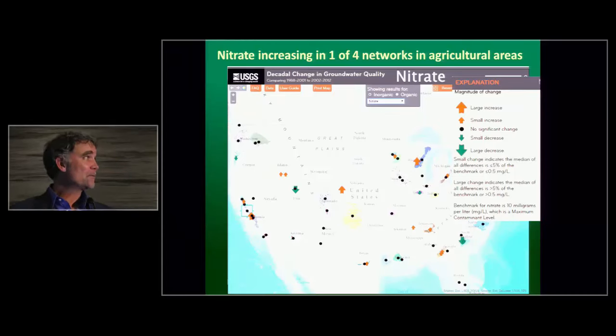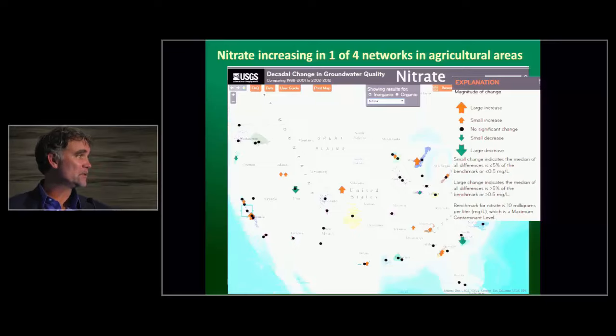When we look at these networks, there were 1 in 4 networks in agricultural areas that had increasing nitrate concentrations. That is a higher rate than for the domestic supply wells or the urban wells. That's not the case for every constituent. I'll mention when we get to some of the others. There are some other issues going on.